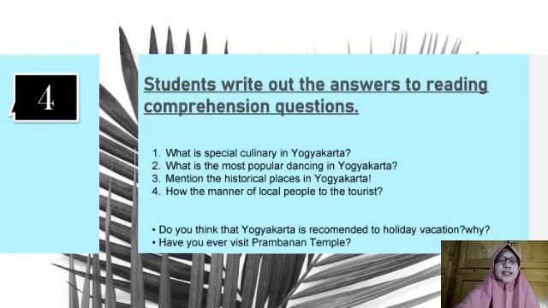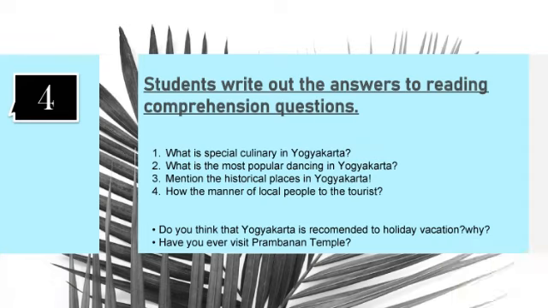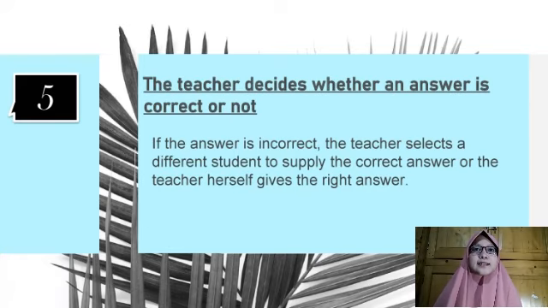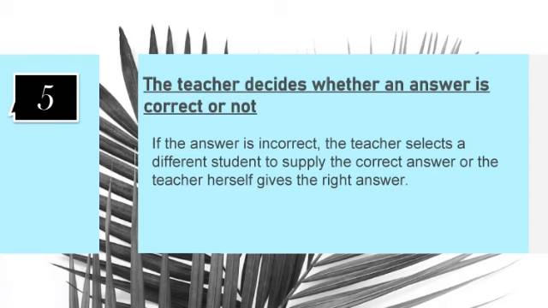In addition, the teacher asks about their experience and their opinion. The teacher decides whether an answer is correct or not. If the answer is incorrect, the teacher selects a different student to supply the correct answer, or the teacher herself gives the right answer.